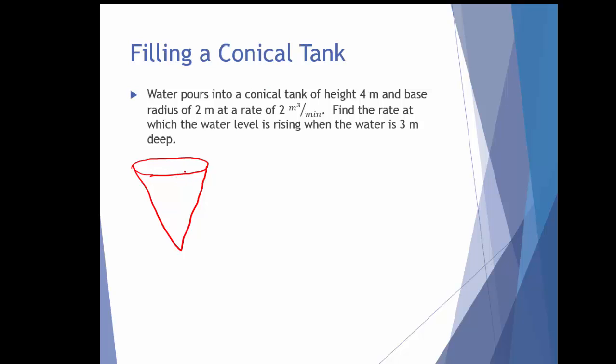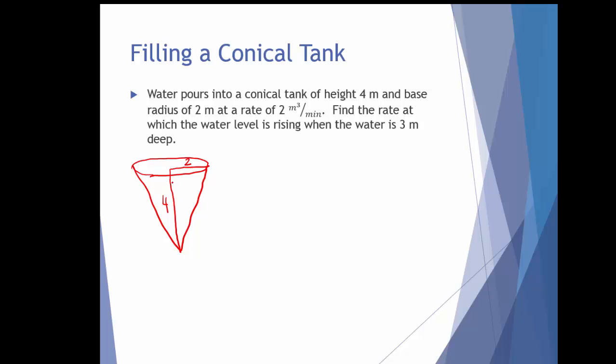We know that the height of this conical tank is going to be 4 meters, so that's here. And then the base radius is 2 meters. Now we have to be specific about that. The base radius is the radius at the, obviously at the base, but in this case the base happens to be the top because the radius of a cone is not constant. The radius down here is not the same as the radius at the top.